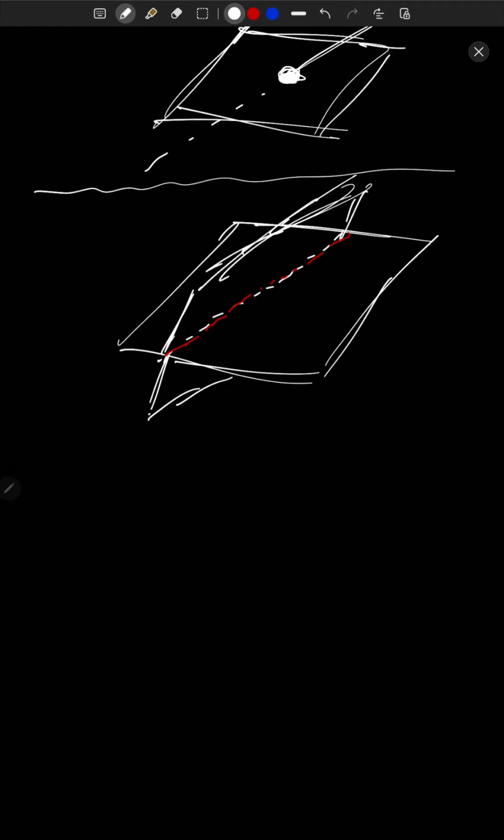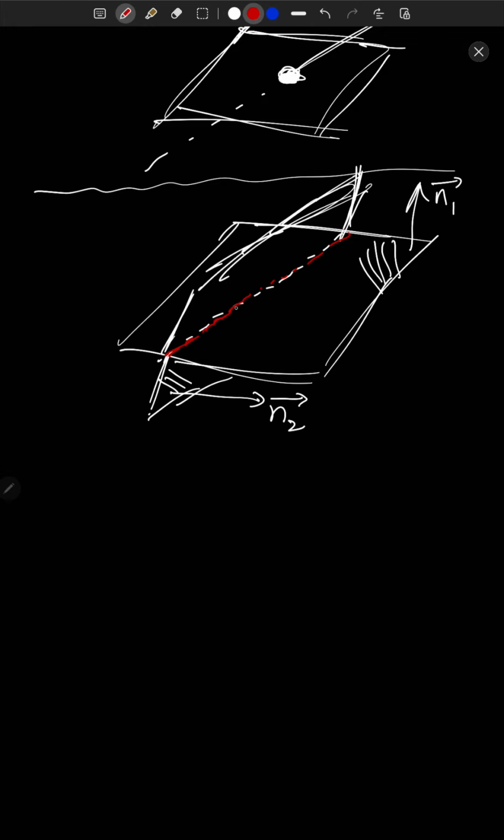So let's say the first plane has normal vector n1, right? Let's say the second plane has normal vector n2, right? How do I figure out the equation of this red line, right? So again, to get the equation of a line, I need a point and a direction. So typically in these kinds of problems, you'll have an equation for both plane number one and plane number two.